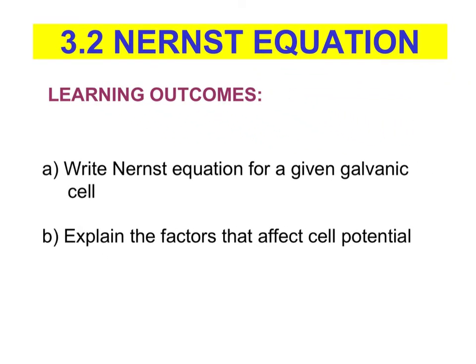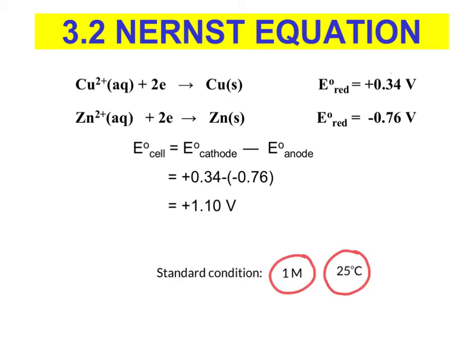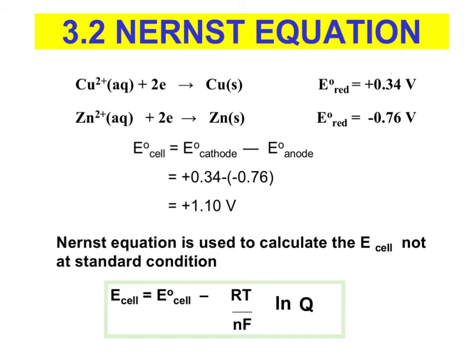Let's continue with the next learning outcome, which is to write the Nernst equation for a given galvanic cell and explain the factors that affect cell potential. Standard cell potential for zinc and copper at standard condition, 1 molar, 25 degrees Celsius and 1 atm, is positive 1.10 volt. If these conditions are not met, for example 2 molar concentration or 35 degrees Celsius, cell potential is not positive 1.10 volt anymore. Under these conditions, the Nernst equation is used to calculate cell potential.